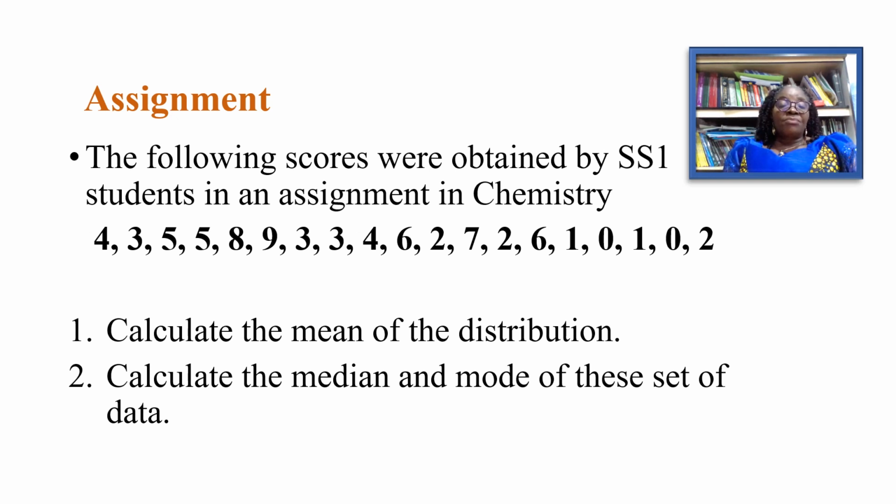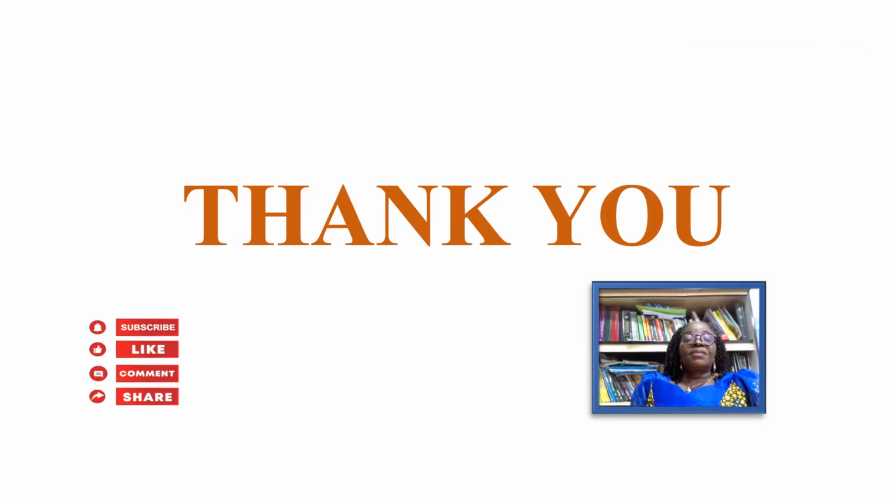I have this assignment for us. The following scores were obtained by an SS1 student in an assignment in chemistry: 4, 3, 5, 5, 8, 9, 3, 3, 4, 6, 2, 7, 2, 6, 1, 0, 1, 0, 2. You are told to calculate the mean of the distribution and also calculate the median and mode of the set of data.